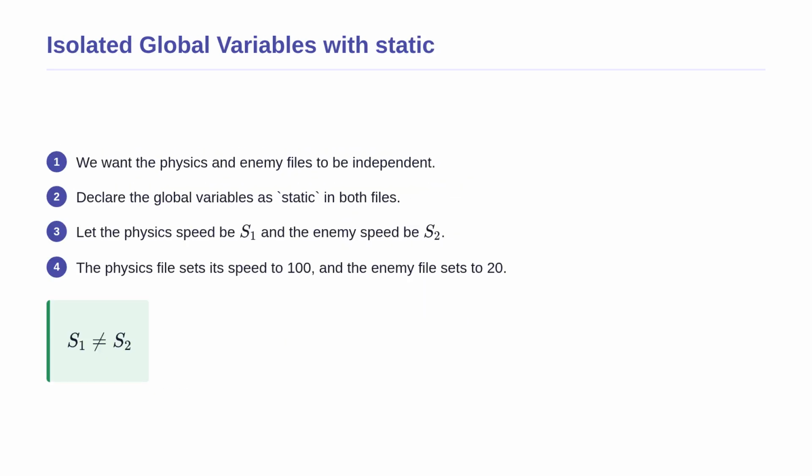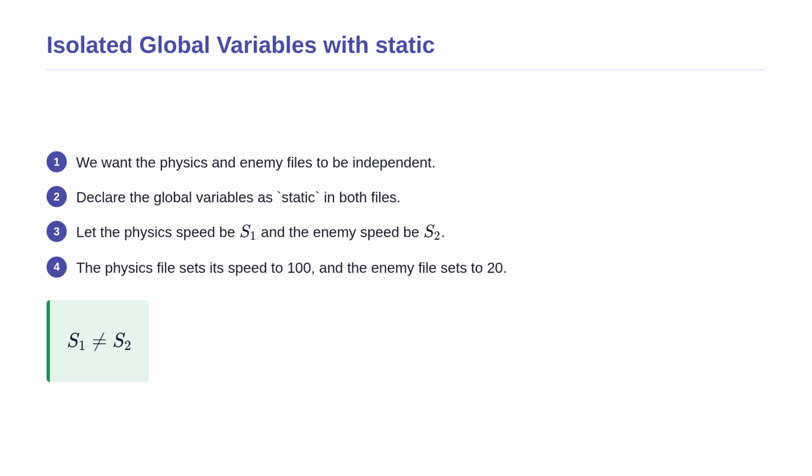But what if we want the physics and enemy files to be independent? We use the static keyword at the global level to enforce internal linkage. If we declare the global variables as static in both files, the compiler creates two completely separate memory locations, even if they are both named speed in the code. Let the physics speed be S1 and the enemy speed be S2. The physics file can set its speed to 100 and the enemy file can set its speed to 20. They will never interfere with each other because S1 is not equal to S2.